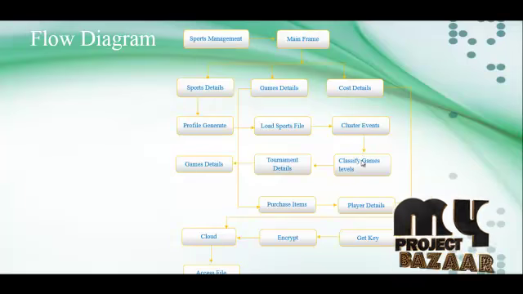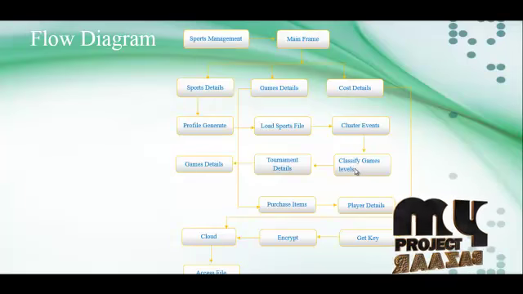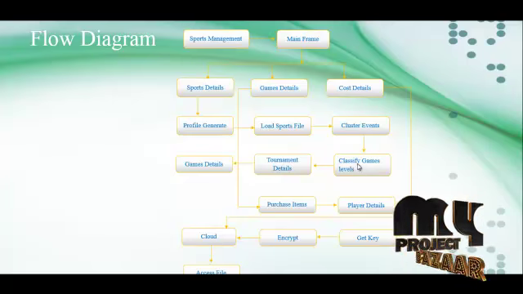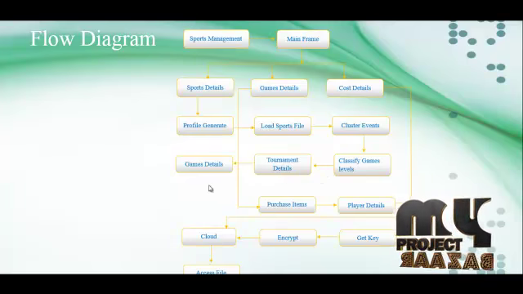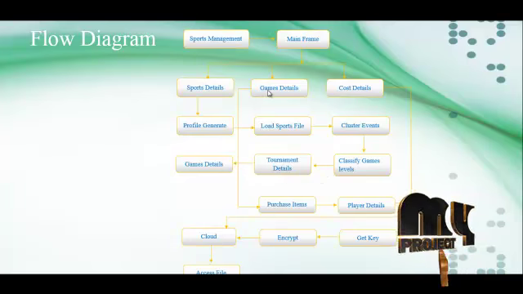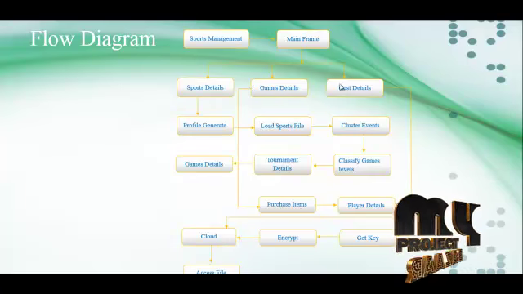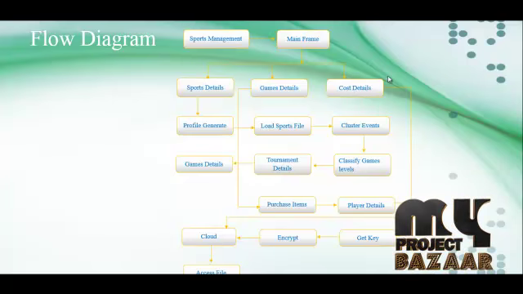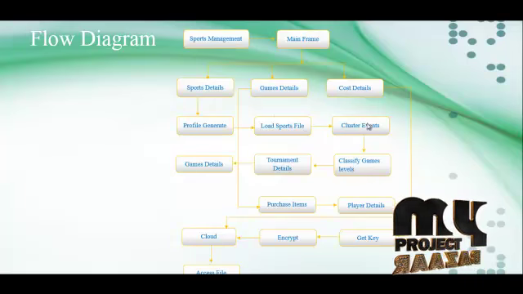After that, we classify the game levels. What are those levels? For example, football, basketball, volleyball. So different game levels are classified. Finally, we get the tournament details and the game details. Next we come to the game details, where purchased items and player details are stored on the cloud. The third one is the cost details, which is nothing but what we have processed till now using the data mining methodology.